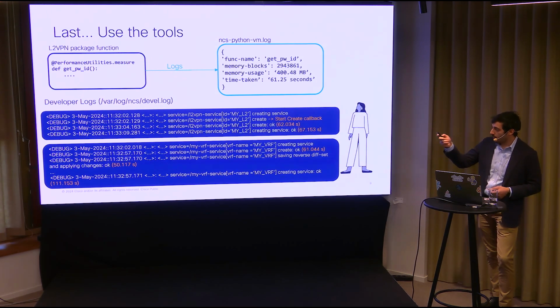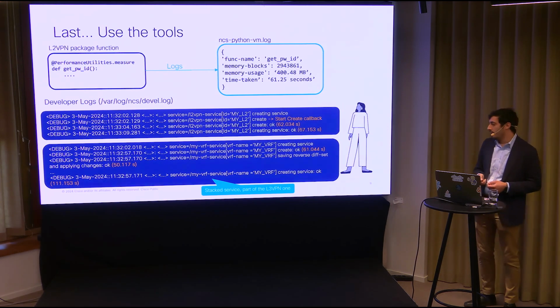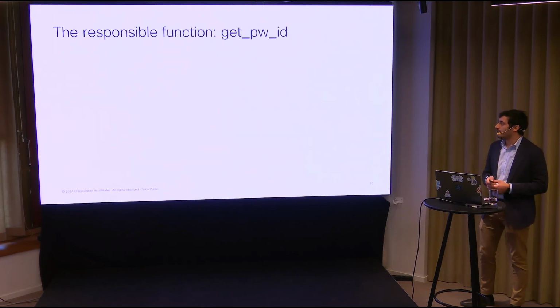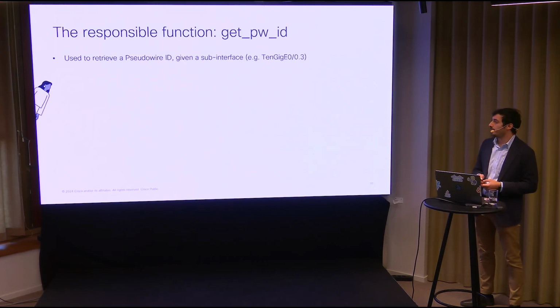If you're wondering why there is an L2VPN service and a myVRF service, it's because of staged service. For the ones who don't know, consider it as part of the L3VPN package, as if it was, let's say, one package. Now, let's get back to the responsible function, get_pivot_id.